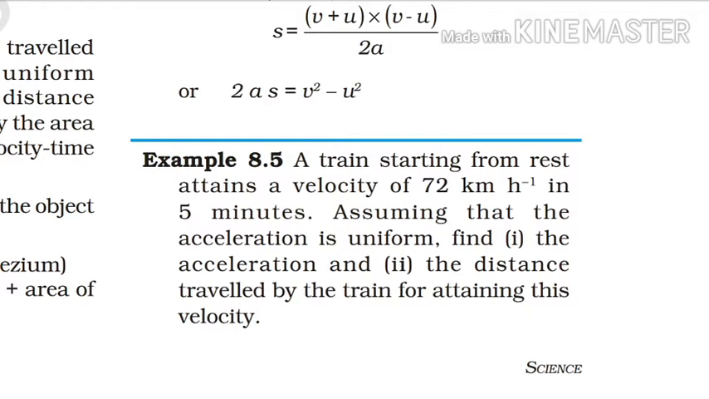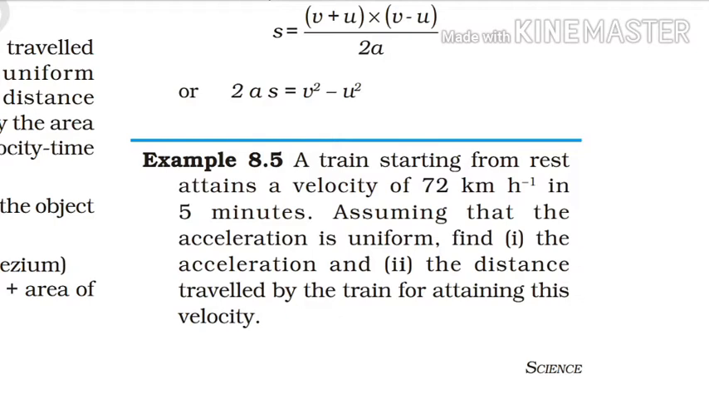It means the final velocity attained by the train is 72 km per hour. If we change this speed or velocity into meter per second, then we have to multiply 72 by 5 by 18. With the help of this we can easily get the value: 72 km per hour is equal to 20 meter per second, and the time taken by the train to attain this speed will be equal to 5 minutes, that is 300 seconds.